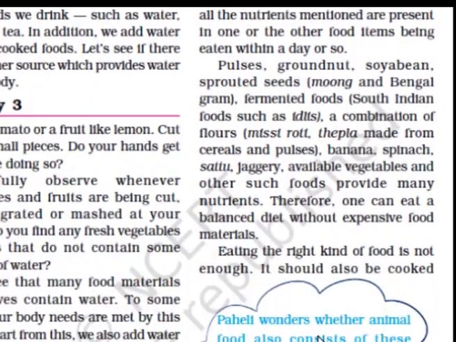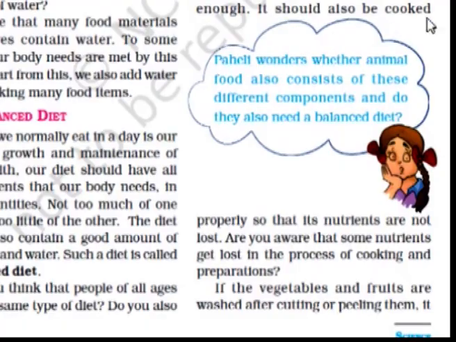Eating the right kind of food is not enough. It should also be cooked properly so that its nutrients are not lost. Are you aware that some nutrients get lost in the process of cooking and preparation? Paheli wonders whether animal food also consists of these different components and do they also need a balanced diet?